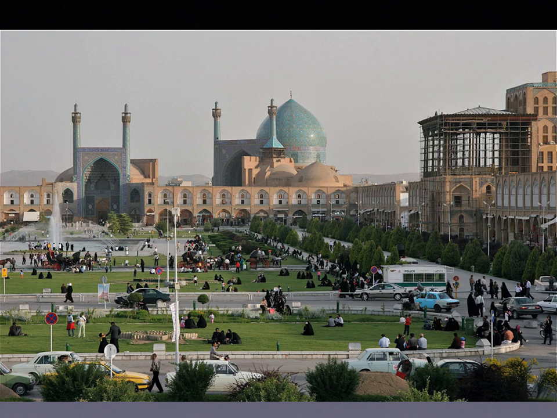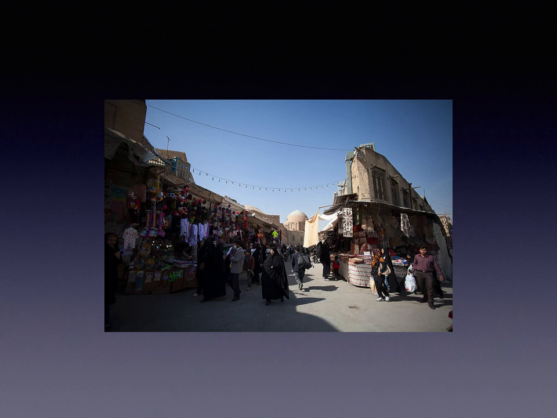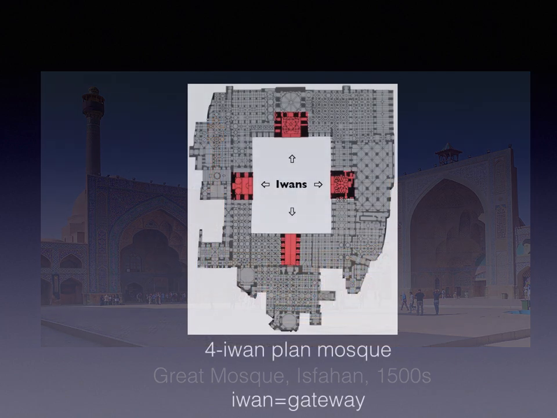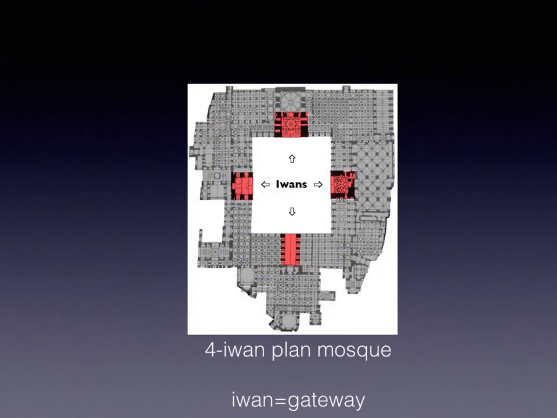And obviously, what we're interested in is the thing right in front of us that is kind of popping out with its beautiful tile work, and that is the mosque. So now we are looking at the great mosque of Isfahan. Last time we were talking about the hypostyle plan mosque in Cordoba, the Great Mosque in Cordoba. This time, the plan is a four-iwan plan, and iwan is an Arabic word for gateway.